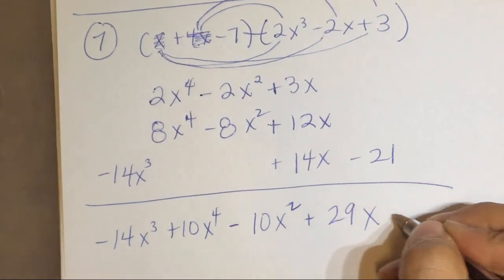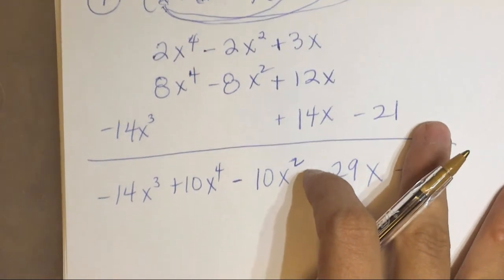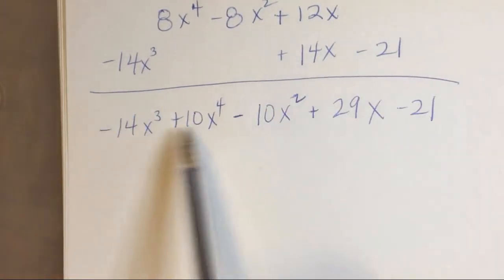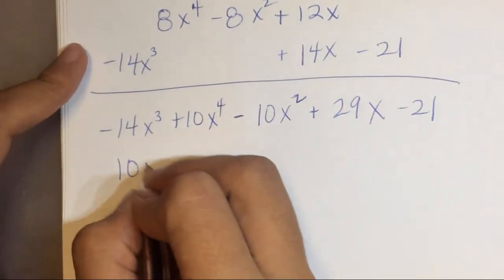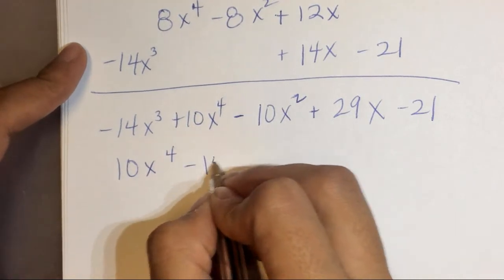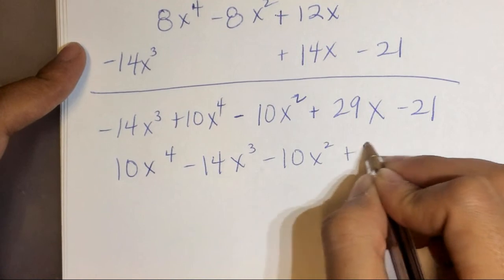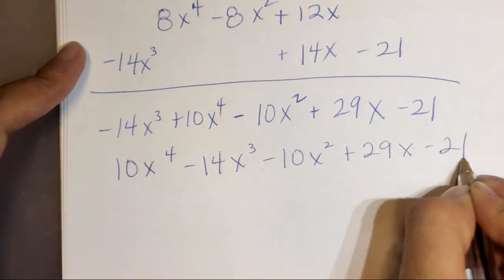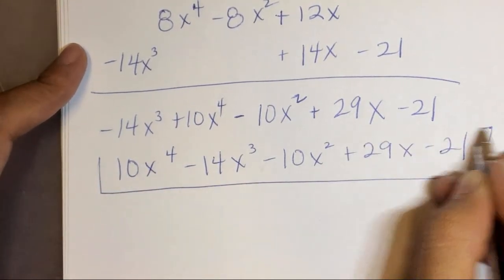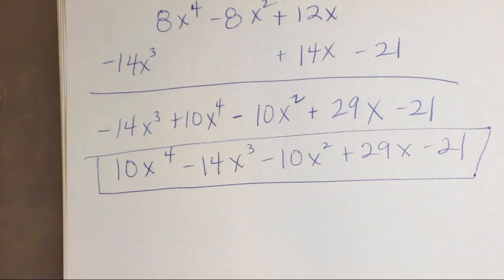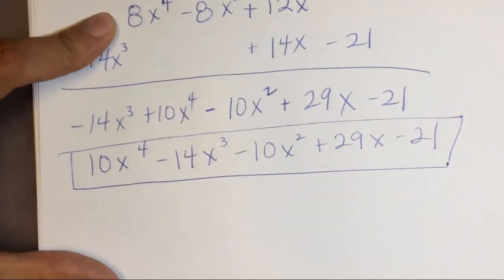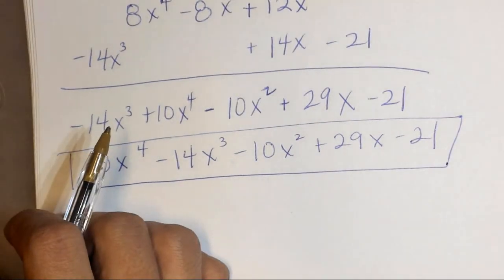And then minus 21. Now, I'm done, but I'm going to rewrite, because remember, I like to do biggest to smallest, so I'm going to flip it and do 10x to the 4th minus 14x cubed minus 10x squared plus 29x minus 21. And that's my final answer. Ta-da!